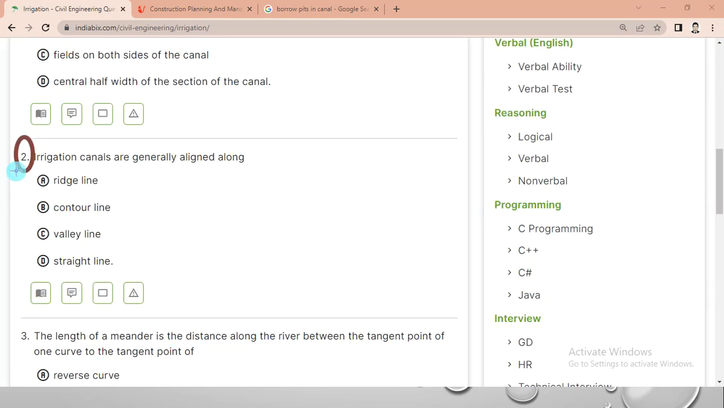So question number 2 says: irrigation canals are generally aligned along ridge line, contour line, valley line, or straight line. What is meant by that? How do we align an irrigation canal? Along the ridge line, the contour, the valley, or a straight line?